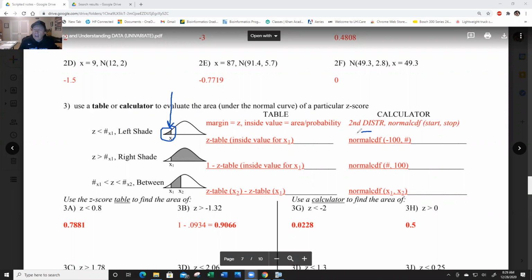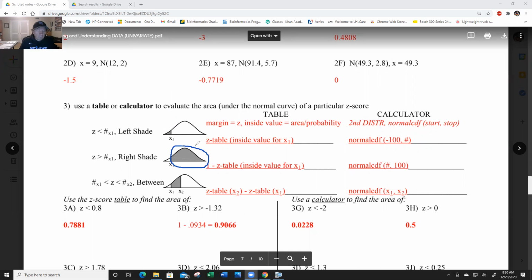Or you're going to get your calculator out, and I'll be showing you normal CDF, and you're going to put the lowest possible number on the left of the curve, which is actually negative infinity. But you can't type in infinity on your calculator because, here's my joke, you'll be there forever. So if you type in -100 or -1,000, that's good enough. Then a comma, and then put your z-score number there, and that will also produce it, and I'll be showing you that.